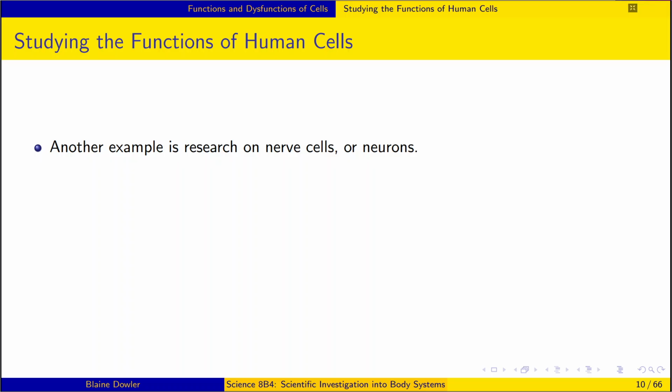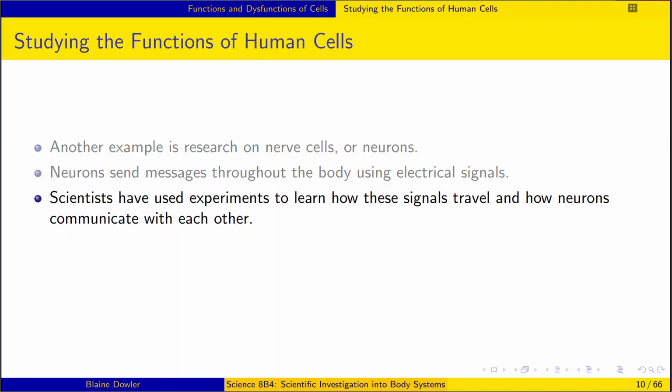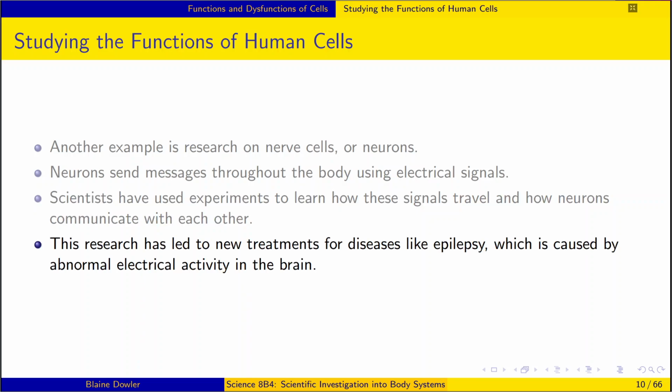Another example is the research on nerve cells, or neurons. Neurons send messages throughout the body using electrical signals. Scientists have used experiments to learn how these signals travel and how neurons communicate with each other. This research has led to new treatments for diseases like epilepsy, which is caused by abnormal electrical activity in the brain.